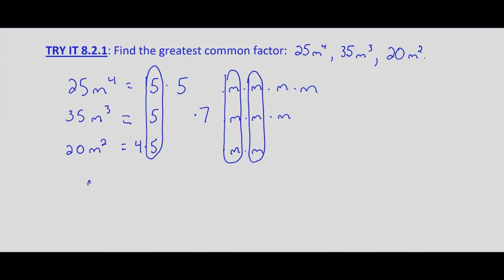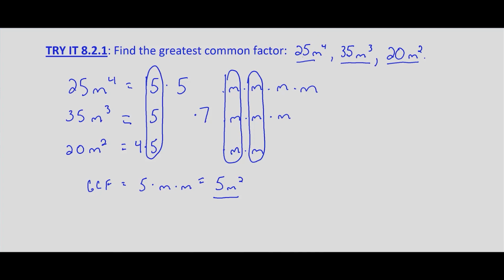So if we're looking at the greatest common factor, it's going to be 5 times m times m, which equals 5m squared. So the greatest common factor of 25m to the fourth, 35m cubed, and 20m squared is 5m squared.